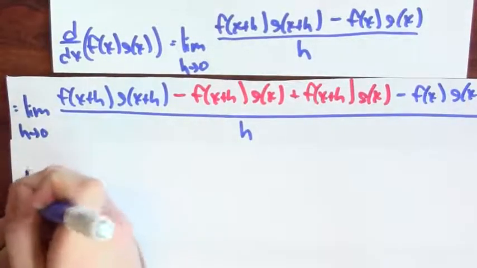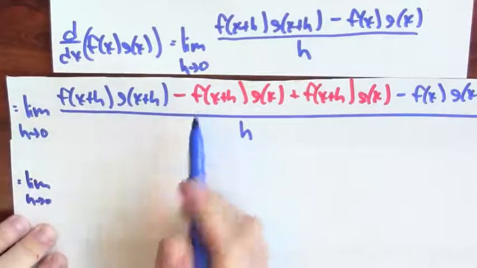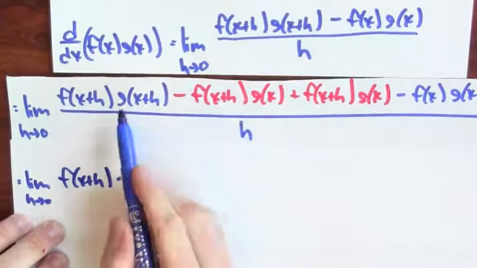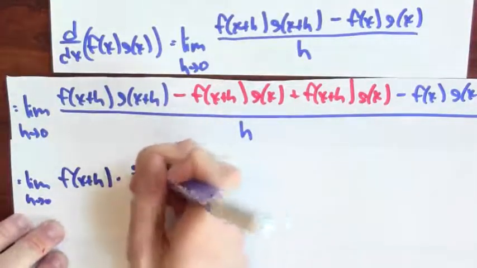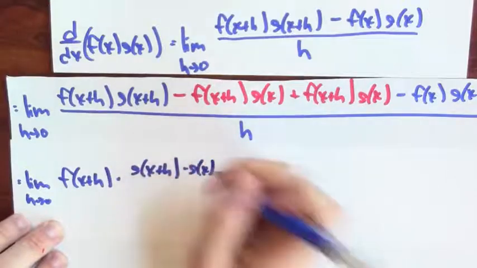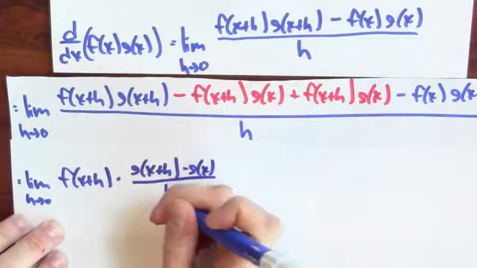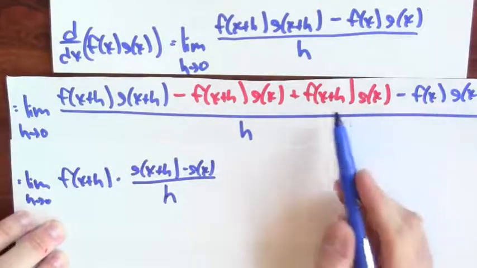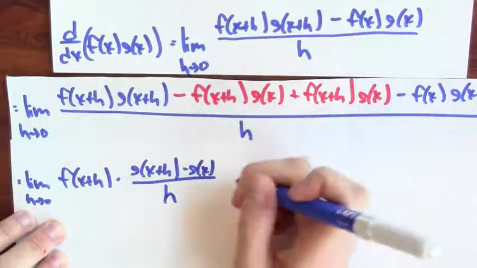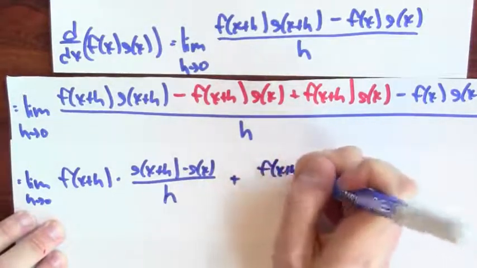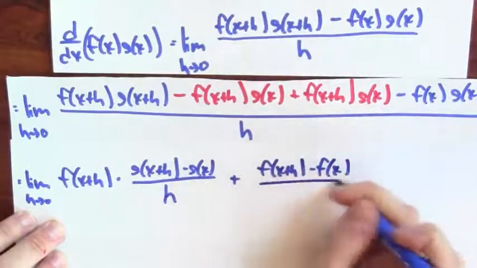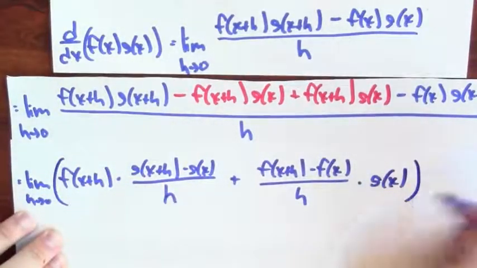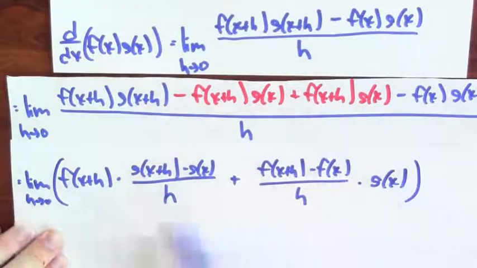So this is the limit as h goes to 0. I'm going to pull out that common factor of f of x plus h. And I'm going to multiply by what's left over, g of x plus h minus g of x. And I can put it over h. So that's these two terms. Now what's left over here, I've got a common factor of g of x. And what's left over, f of x plus h minus f of x. I'll divide this by h. And then the factor I pull out is g of x. So this limit is the same as this limit.